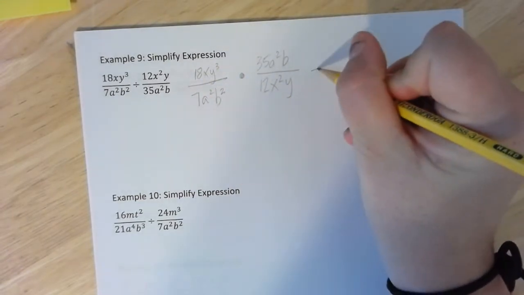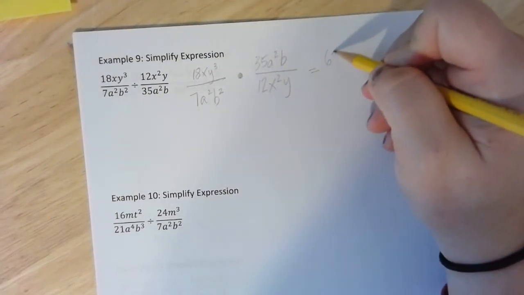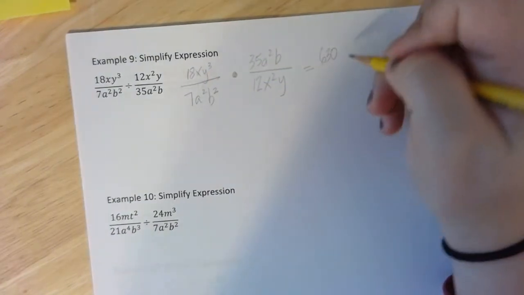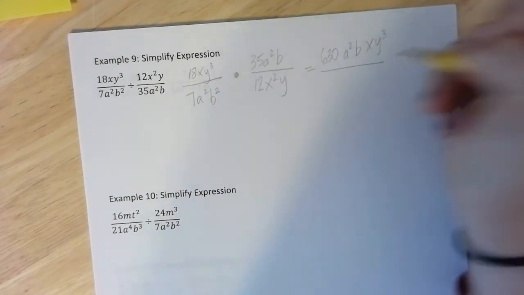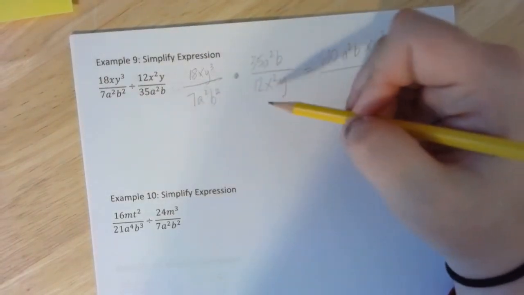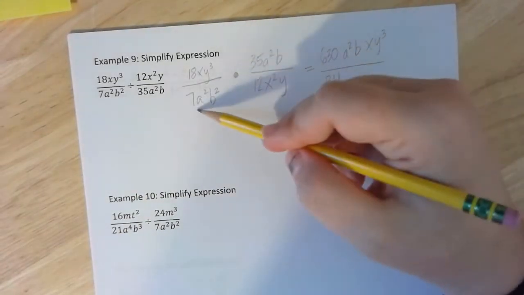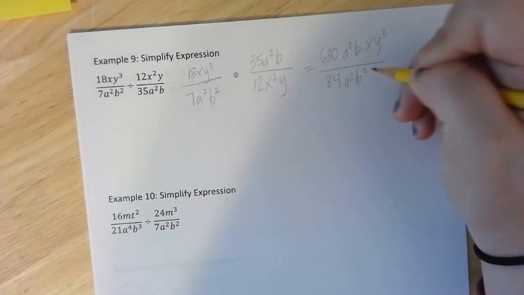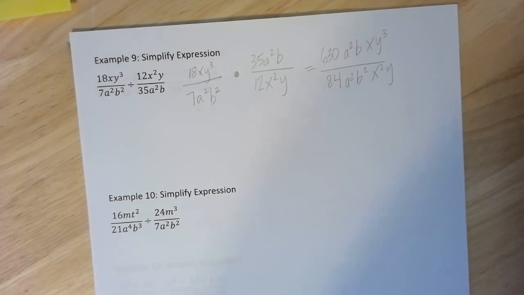Okay, go straight across. So equals 18 times 35 is 630. X, Y, A, B. Nothing that can combine, so you're going to just write it. A squared B X, Y cubed. Okay, 7 times 12 is 84. A, B, X, Y. Nothing combined, so write it. A squared B squared X squared Y. Okay, so now it's just simplifying from here.